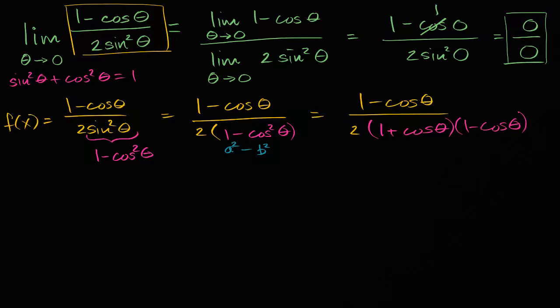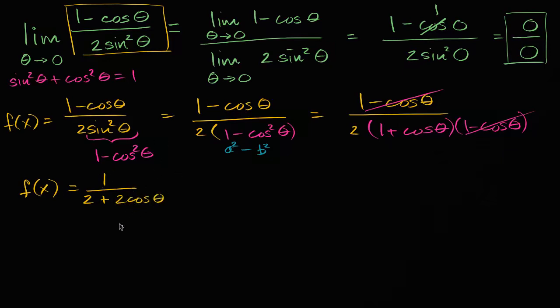Now we might be tempted to say, oh, well, let's just cross that out with that, and we would simplify it and get f of x is equal to 1 over, and we could distribute this 2 now. We could say 2 plus 2 cosine theta. We could say, well, aren't these the same thing?